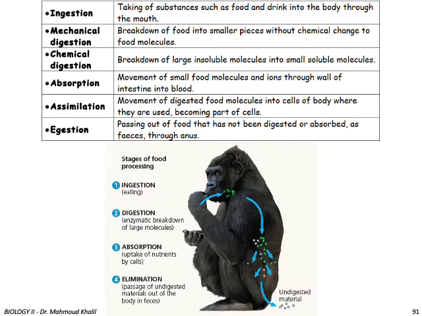Absorption is the movement of these small food molecules and ions through the wall of the intestine into the blood, while assimilation is the movement of these digested food molecules into the cells of the body, where they are used and become part of the cells. And finally, egestion is passing out the food that has not been digested or absorbed as feces through the anus. From the figure, you can see the regions where these processes occur.